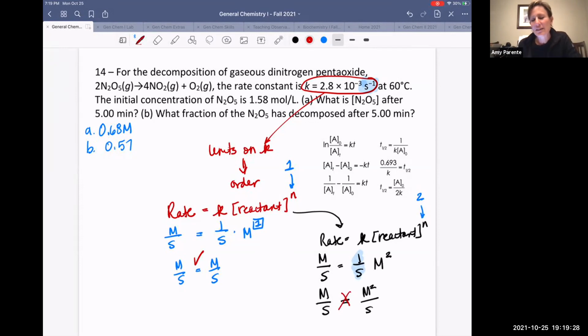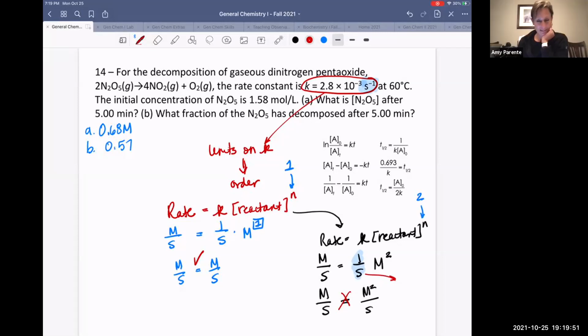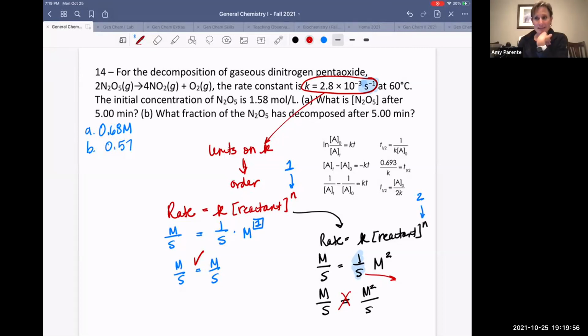So what would I need the units of my rate constant to be? Charlotte. What would I need the units of my rate constant to be so that I still ended up with molar over seconds equals molar over seconds? Are you asking if it was second order? Yes. So it would have to be molar squared, right? Well, I'm going to have a reactant concentration that's molar squared, but what do the units of my rate constant have to be so that when I multiply the units of my rate constant times molar squared, I equal molar per second?